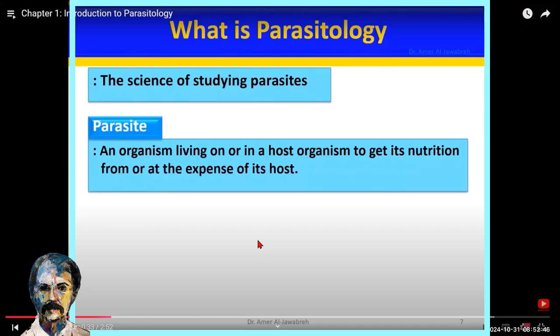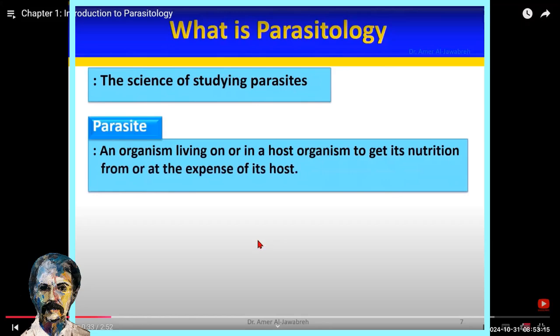Why? Because at the end, they affect us. Part of the life cycle is in the animal, and part of the life cycle is in us as humans, or vice versa. So we will come across some of the animal parasites because they infect us. What's a parasite? It is an organism living on or in.